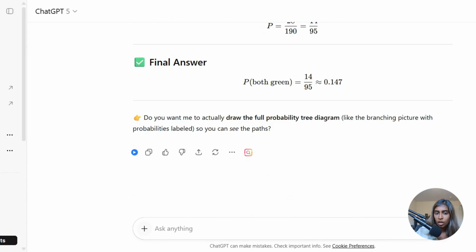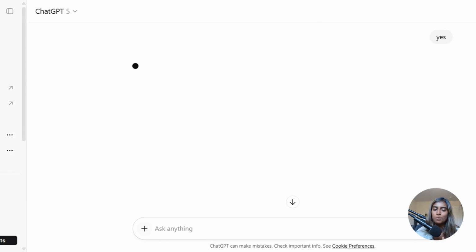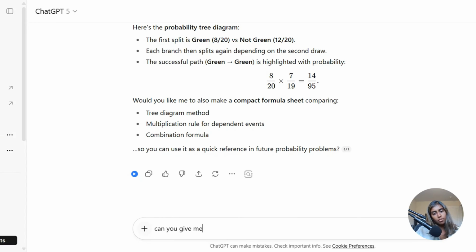So that's pretty clear. Do you want me to actually draw? So yes, I will say yes. Actually draw the tree diagram here. So again, sometimes it kind of wants to do the lazy work, but it will ask, do you really want me to draw it? Yes, I want you to draw it to give me the actual tree diagram. So let's see what it comes up with. Again, I love visualization when it comes to math. Can you give me a visual for the tree?